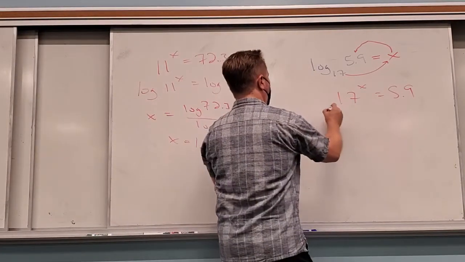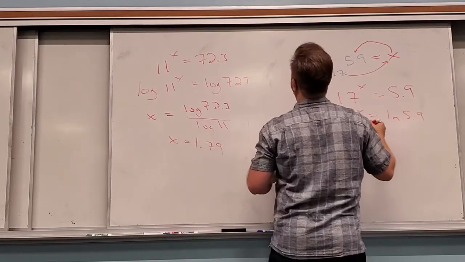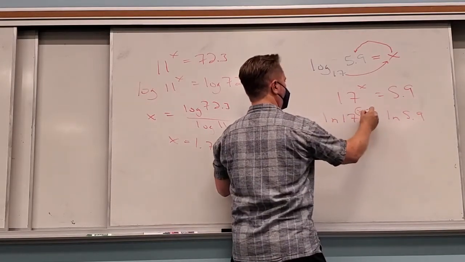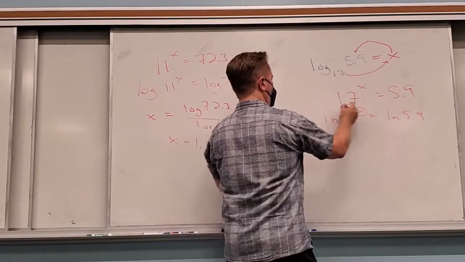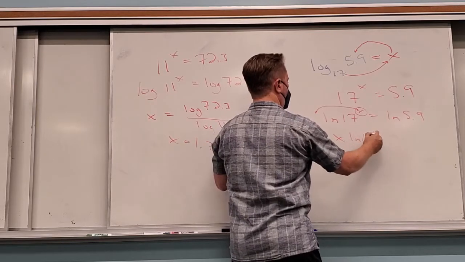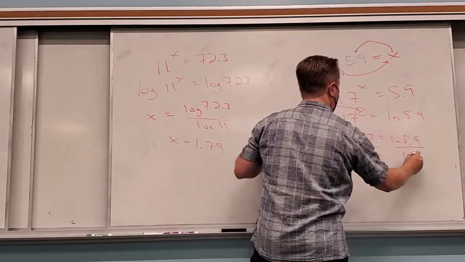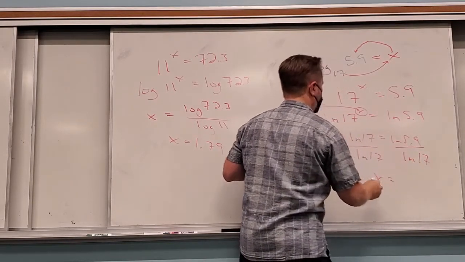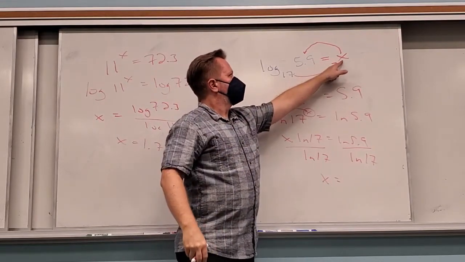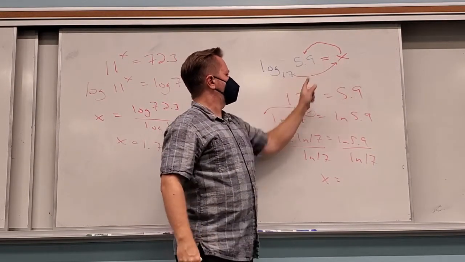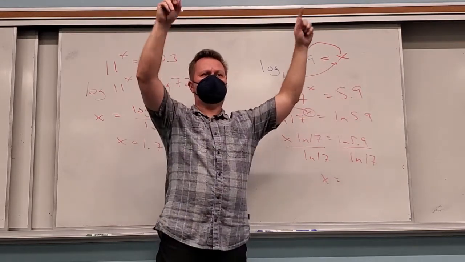So now if I do natural log of both sides, what happens here? x goes to the front. Yeah, it goes out front. And then I can just divide by this, right? Now, real quick, if that was a 0, 17 to the 0 would be 1, right? If that was a 1, 17 to the first would be 17. So it should be between 0 and 1.